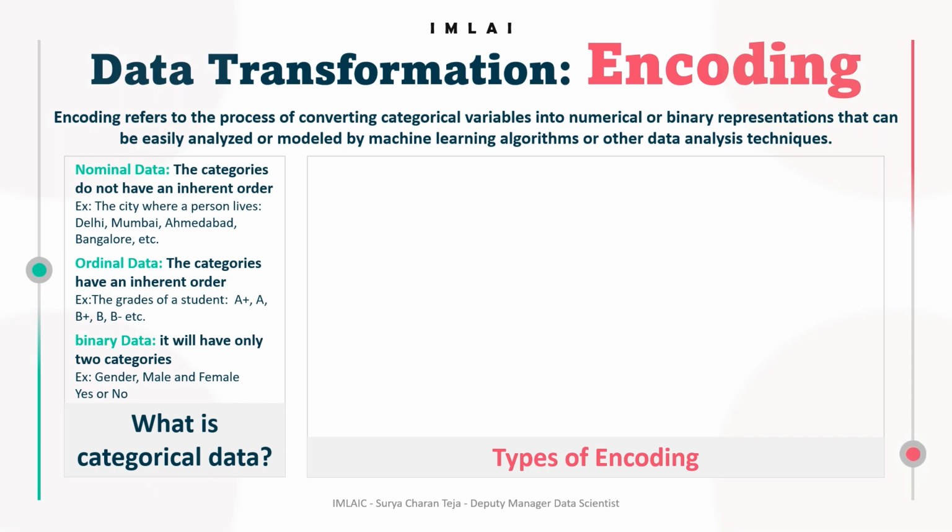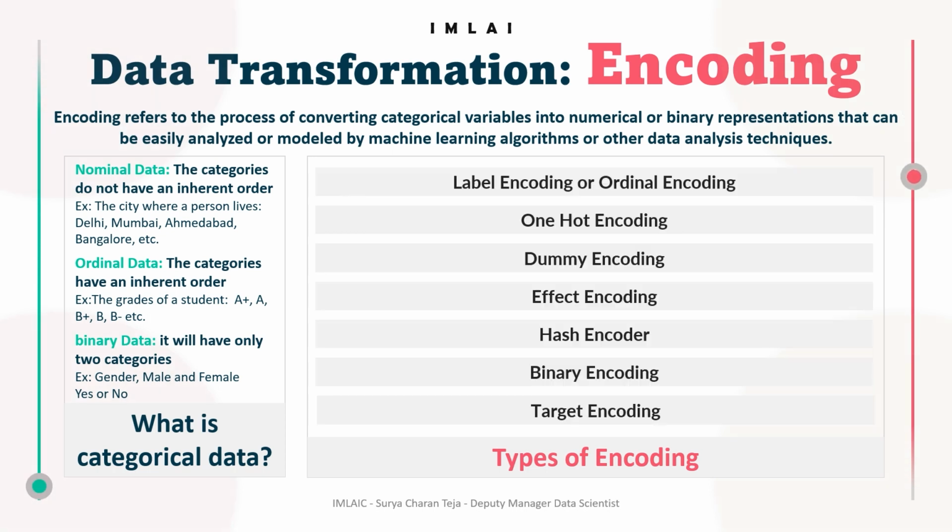The most important aspect is that encoding is an important step in the data pre-processing stage, as it allows the analysis or modeling of categorical variables in a quantitative manner. I'm repeating again: the pre-processing stage of a data science project is very, very important. There are several common types of encodings used in data science pre-processing, which you can see on the screen.